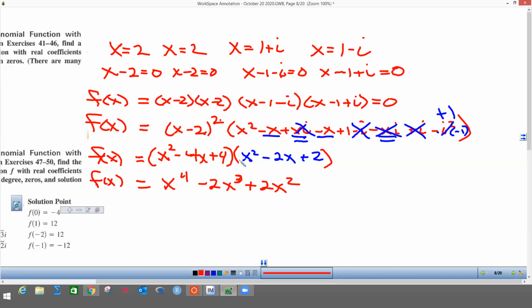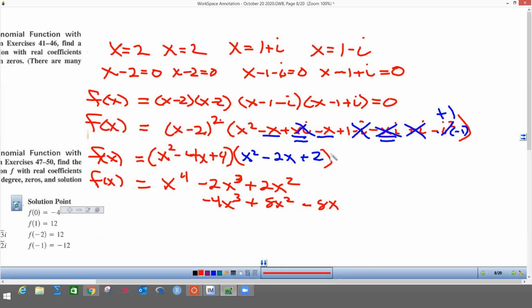Then negative 4x times x squared. Now I could write that over here, but I'm going to combine like terms. So what I'm actually going to do is put these like terms under these. So negative 4x times x squared is negative 4x cubed. And negative 4x times negative 2 is positive 8x squared. And then negative 4x times 2 is negative 8x. Now this way I got them lined up so my adding will be easier, I hope.